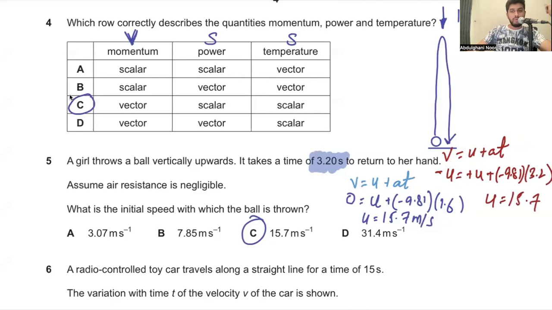Now there's a question here, and the question says, why did you take -9.81 and not 9.81? There'll be one difference as far as this is concerned.